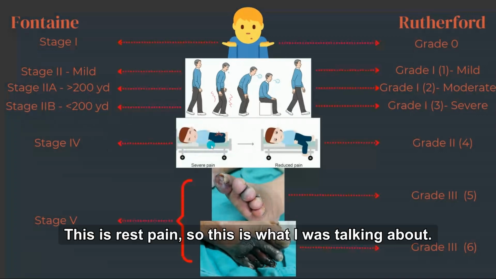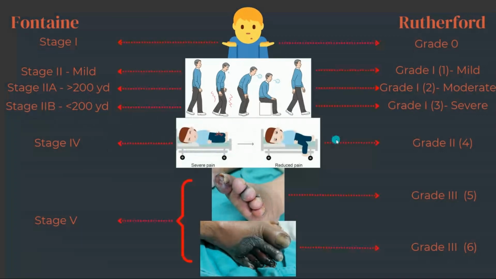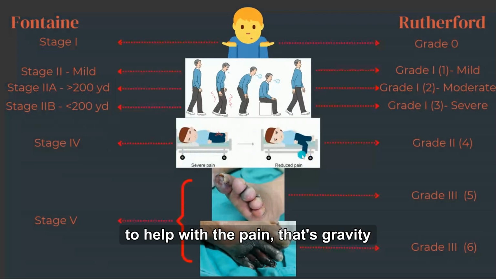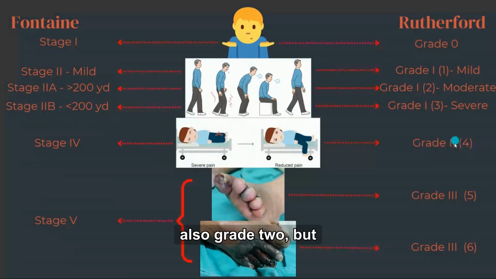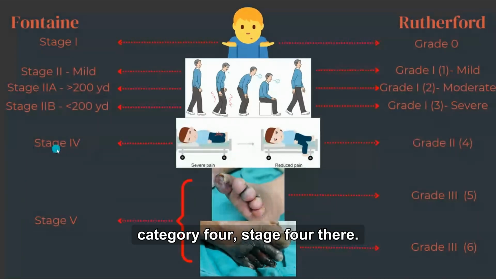This is rest pain. This is what I was talking about. You get pain when you're lying flat, and you need to dangle your legs off the side of the bed to help with the pain. That's gravity helping you out there. So that's rest pain, stage 4. Also grade 2, but category 4 in Rutherford.